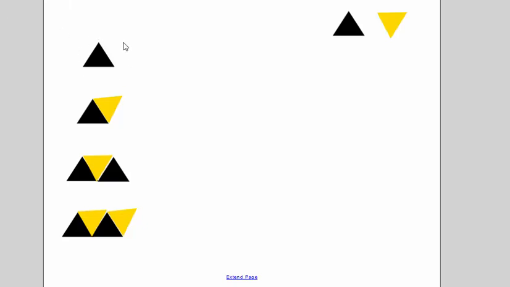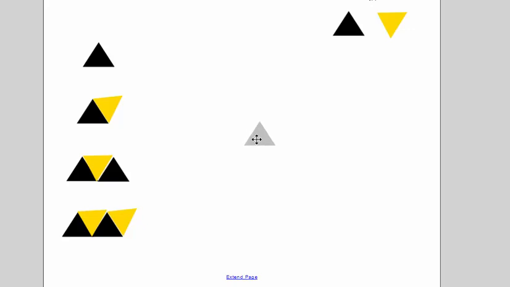See, our first term is just a black triangle. Then I see a black triangle and a yellow triangle kind of fit together. Black, yellow, black, black, yellow, black, yellow. So if I'm going to keep going, it's going to grow. Now there are some elements of repeating here, but the pattern is actually growing.